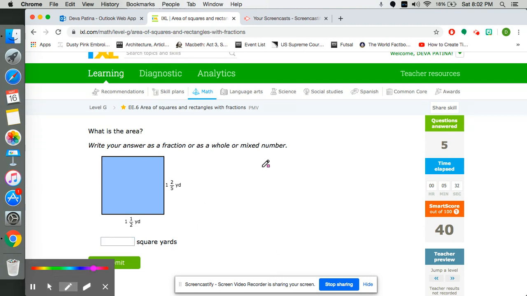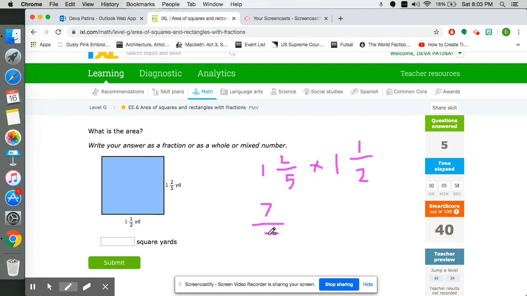Okay, so what if we have 1 2/5 times 1 1/2? So first thing I'm going to do is I'm going to change these to improper fractions. And to do that, I multiply the whole number times the bottom number and then add the numerator. So 1 times 5 is 5, plus 2 would be 7/5. And this in this case would be 3/2. So the answer that I would get is 7 times 3 is 21. 5 times 2 is 10. So the answer would be 21 tenths.